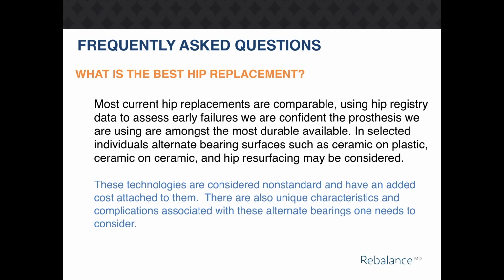Most current hip replacements are comparable. By using hip registry data to assess early failures, we are confident the prostheses we are using are amongst the most durable available. In selected individuals, alternate bearing surfaces such as ceramic on plastic, ceramic on ceramic, and hip resurfacing may be considered. These technologies are considered non-standard and have an added cost attached to them. There are also unique characteristics and complications associated with these alternate bearings one needs to consider.